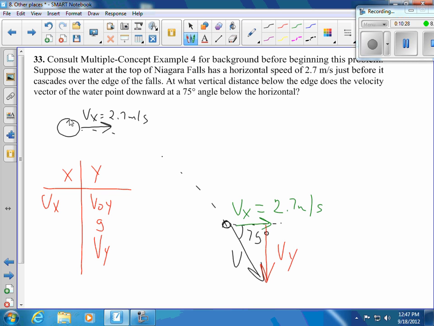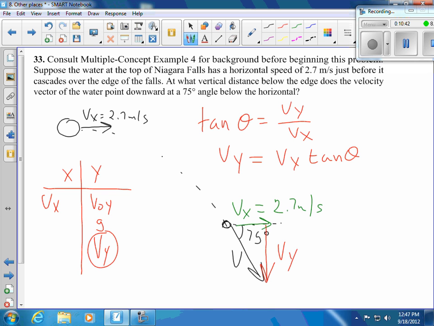You want to find the opposite side, and the tan of theta is always opposite over adjacent. So Vy, what I'm looking for here, is Vx times tan theta. Why am I looking for Vy? Because if I can get it, I can easily solve for the vertical distance using this formula.